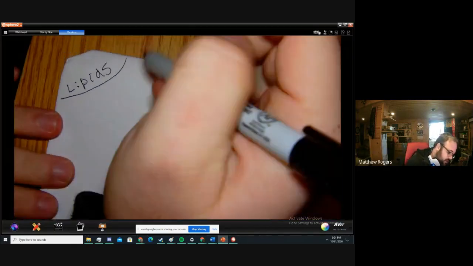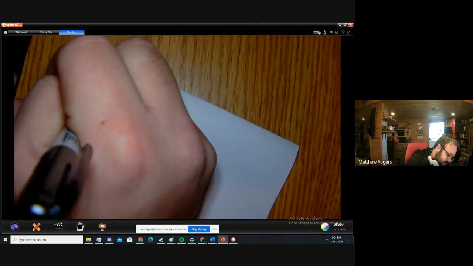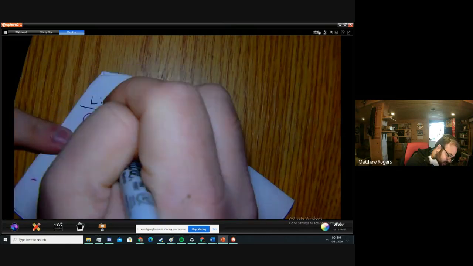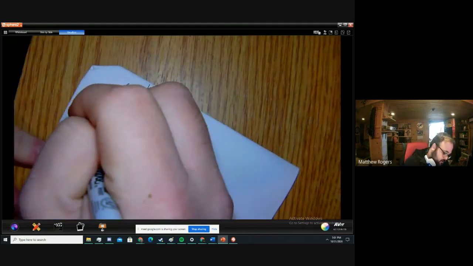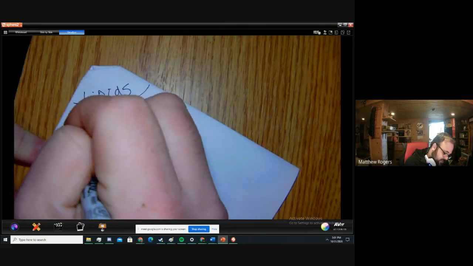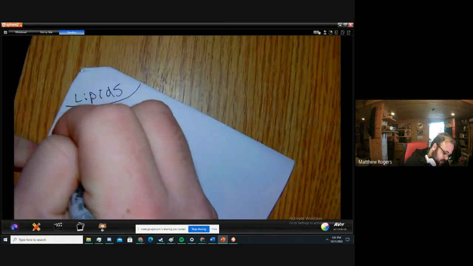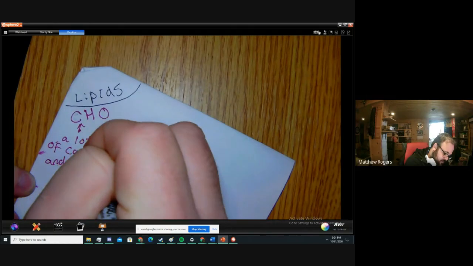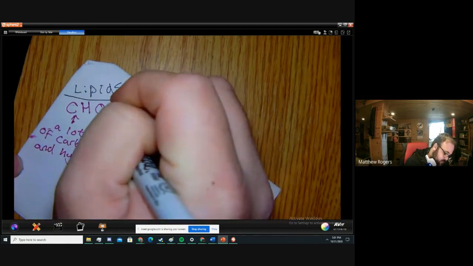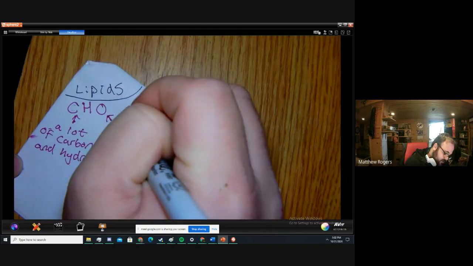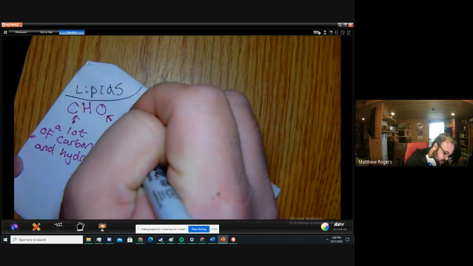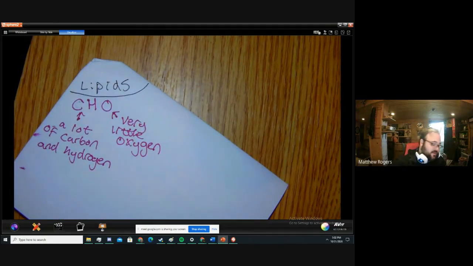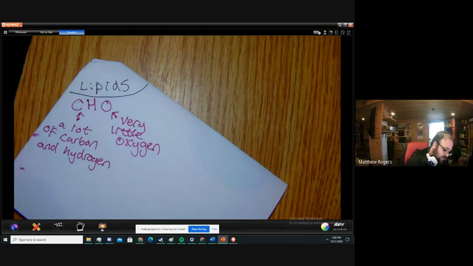Because I forget things. So lipids right away, they're made up of C, H, and O. A lot of carbon and hydrogen, very little oxygen. That is smearing like crazy. I'll find something to write with sooner or later here.